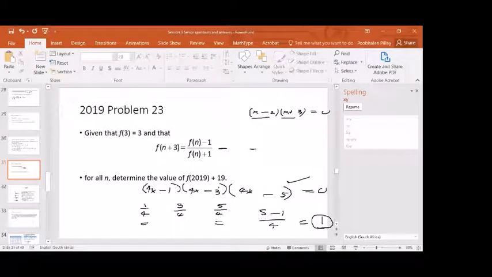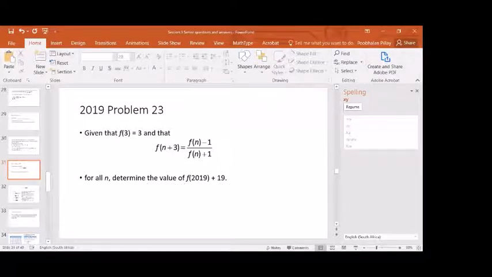All right, problem number 23. Problem number 23 looks a little bit weird because you've got something involving a function of n. Here, this is n plus 3. That means you're substituting n plus 3 into the function. Here, you're substituting n into the function to get the value. And here, you're substituting n. And you've got some equation involving these things. And they say, determine the value of this thing.